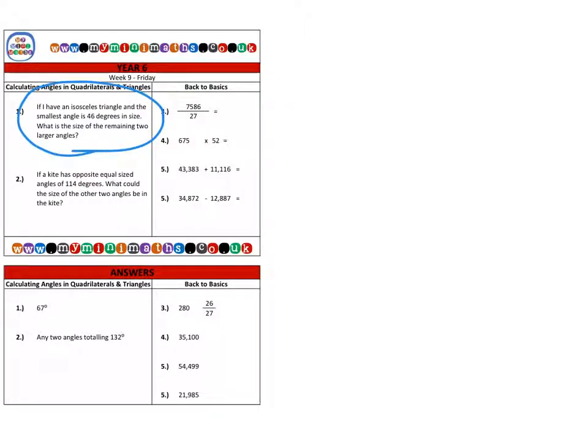If I have an isosceles triangle and the smallest angle is 46 degrees in size, what is the size of the remaining two larger angles? And so the first thing I need to do is to draw an isosceles triangle. And the most important feature of an isosceles triangle, of course, is the fact that two sides are of equal length.